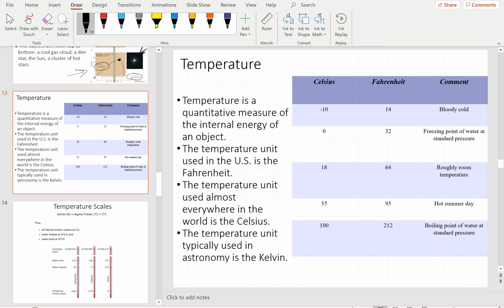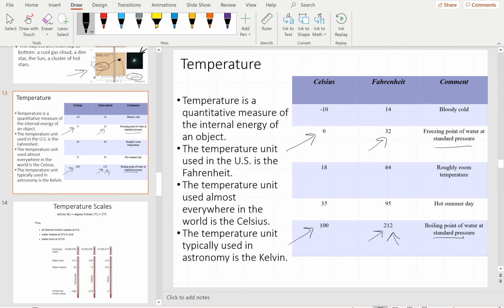I want to make sure that you have some intuitive understanding of what Celsius is. You probably learned that 0 Celsius is the freezing point of water at standard pressure. That corresponds to 32 degrees Fahrenheit, which is 0 Celsius. The boiling point of water, again at standard pressure, is 100 degrees Celsius by definition, and that corresponds to 212 degrees Fahrenheit. The Fahrenheit scale is a bit weird because you have to remember these odd numbers.